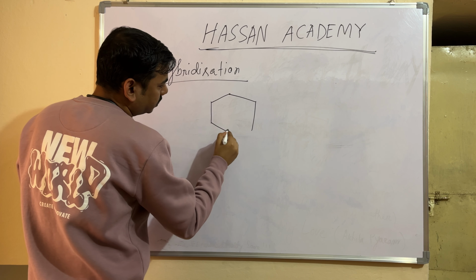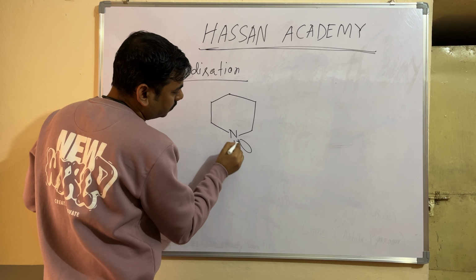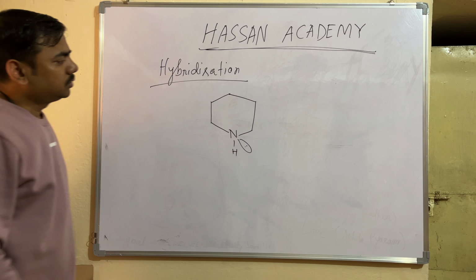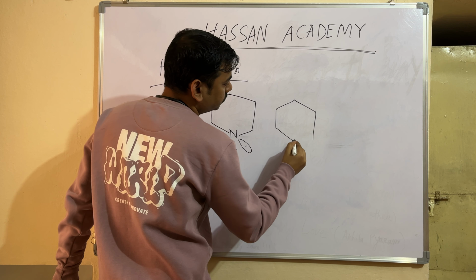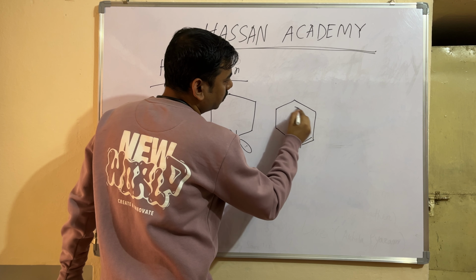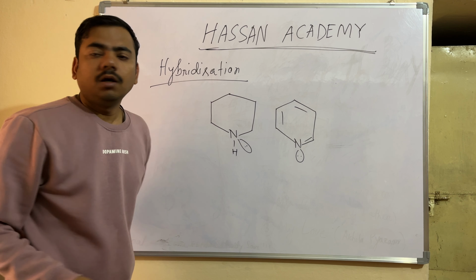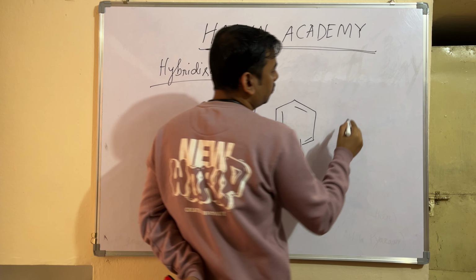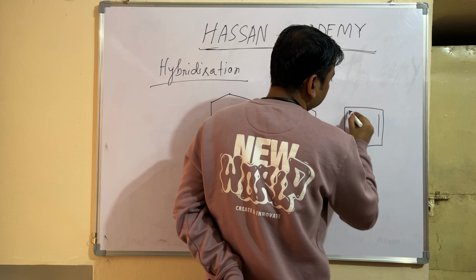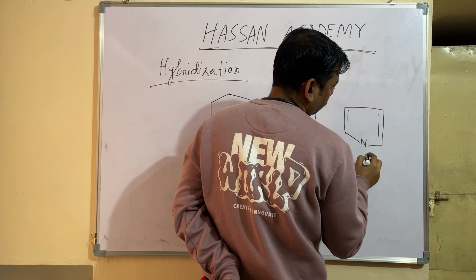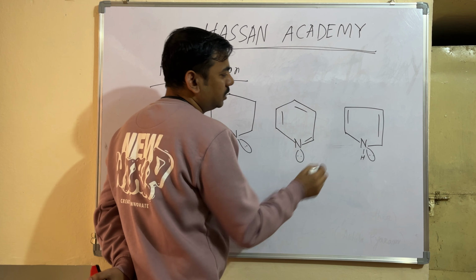So let's write a few examples so that you will get a very clear concept. Let's write this molecule. One hydrogen. Here one lone pair is there. This is what? Piperidine. Then I am writing another molecule. Nitrogen, double bond, double bond, double bond. Here also this nitrogen has a lone pair. This is called pyridine. Okay. Let's take another molecule. Here one lone pair is there and hydrogen also there. This is called pyrrole.